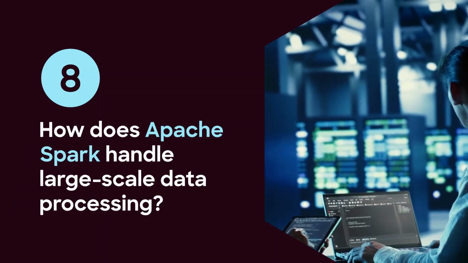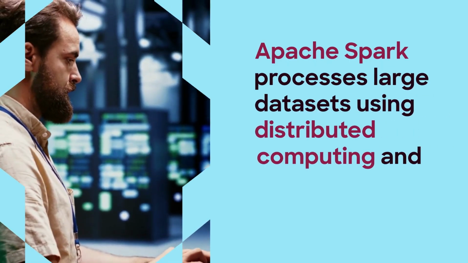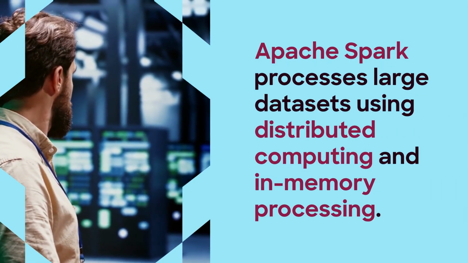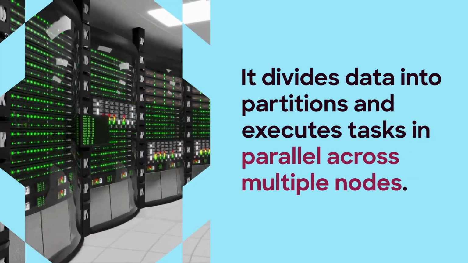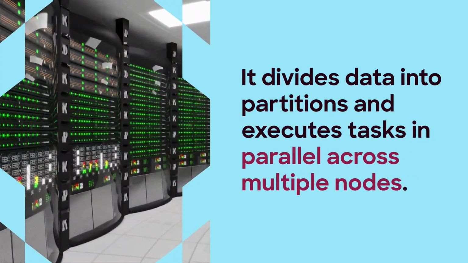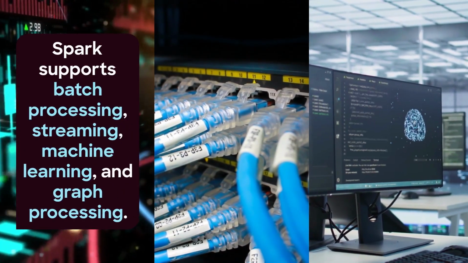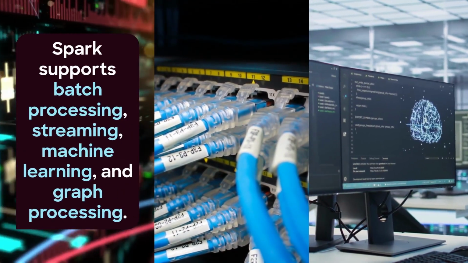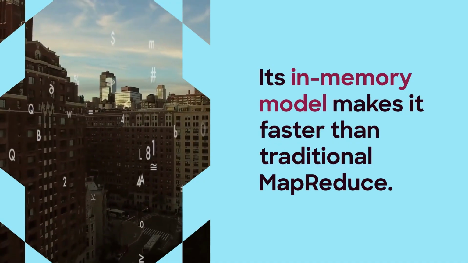8. How does Apache Spark handle large-scale data processing? Apache Spark processes large datasets using distributed computing and in-memory processing. It divides data into partitions and executes tasks in parallel across multiple nodes. Spark supports batch processing, streaming, machine learning, and graph processing. Its in-memory model makes it faster than traditional MapReduce.